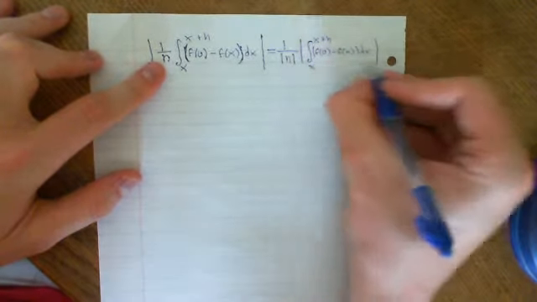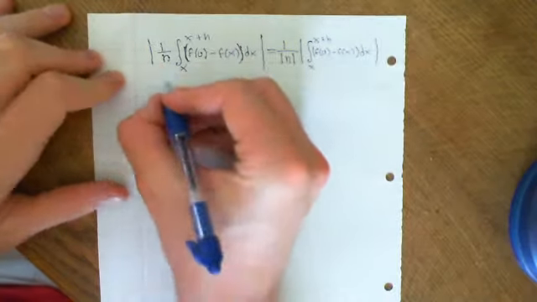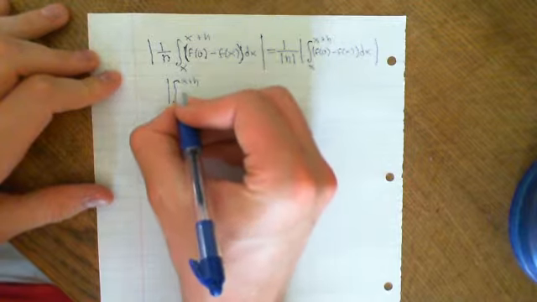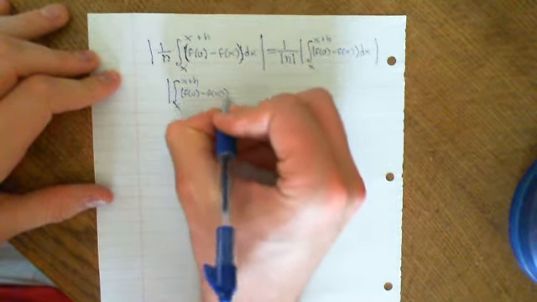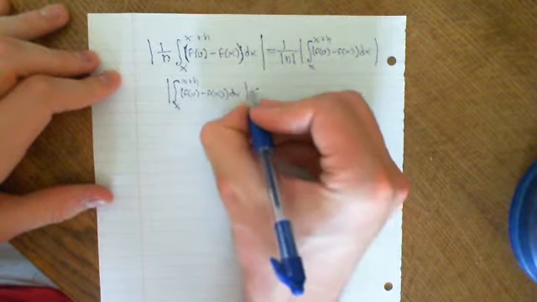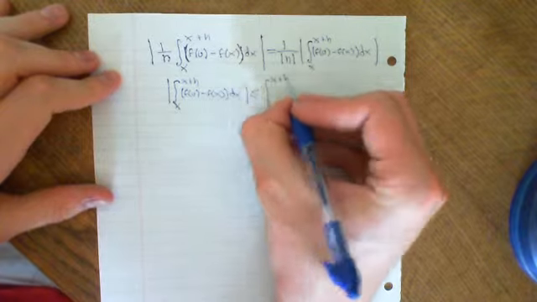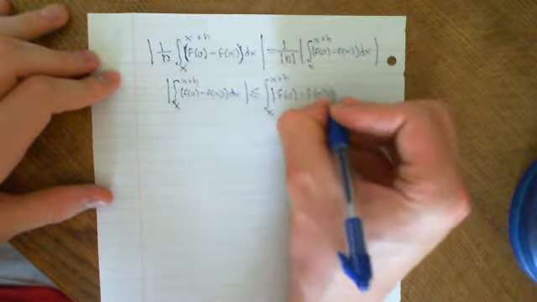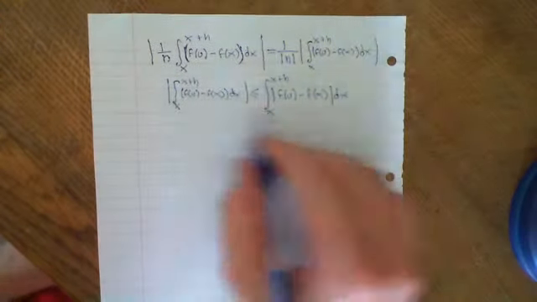It's also well known that the modulus of the integral from x to x plus h of f of u minus f of x dx is less than or equal to the integral from x to x plus h of the modulus of f of u minus f of x dx. Right, so why is that? Why is this formula true?